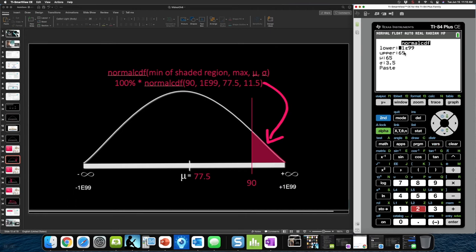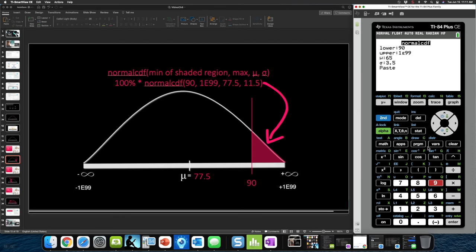We already have used in Chapter 4 binomial PDF and binomial CDF, but we never use normal PDF. So option two, I want 90 as my minimum, and positive 1, so 1, and the E is second comma, and then 99. You know you have the correct E if it's shorter, and you might want to remember that by Ellen, because Ellen is shorter than the rest of the people. So 1E99, the E is shorter than the numbers, and so you know you've gotten the right E if it's shorter.